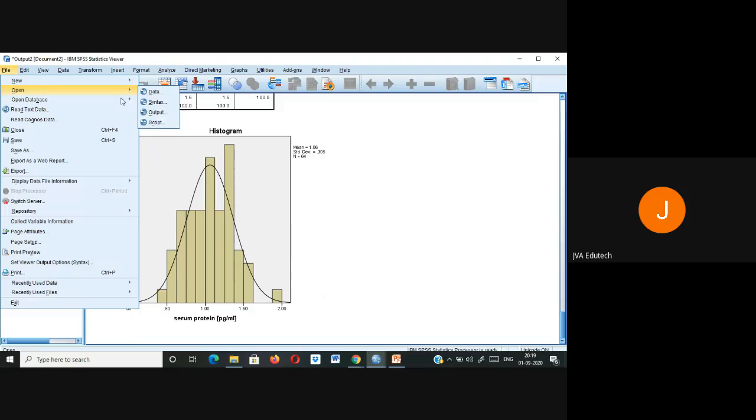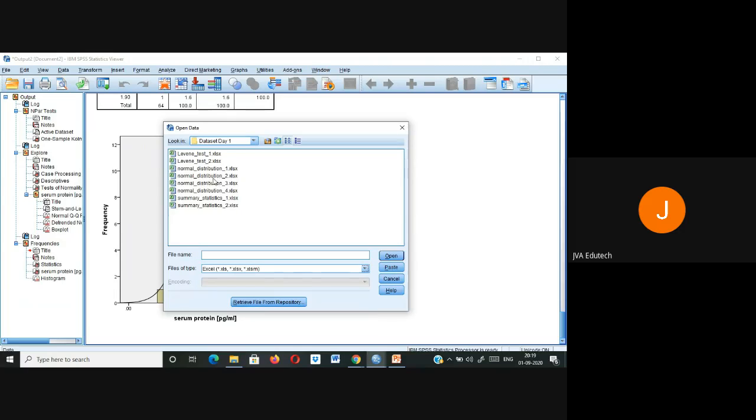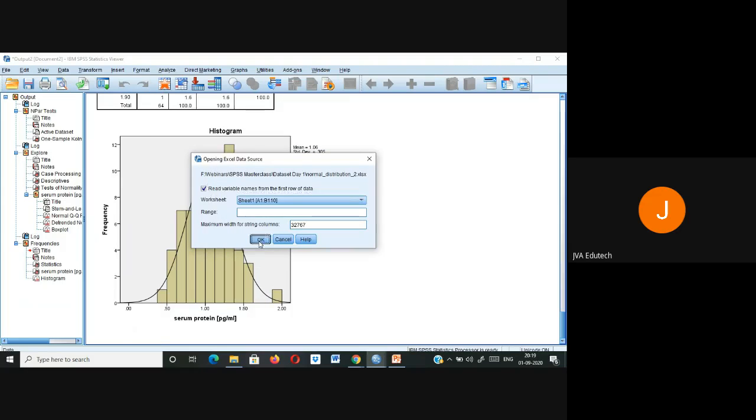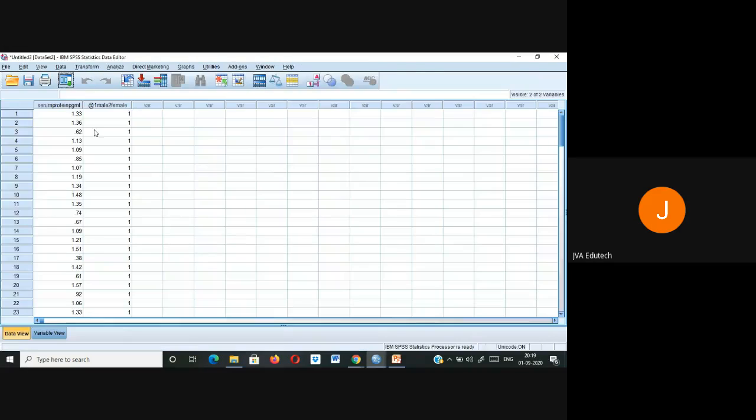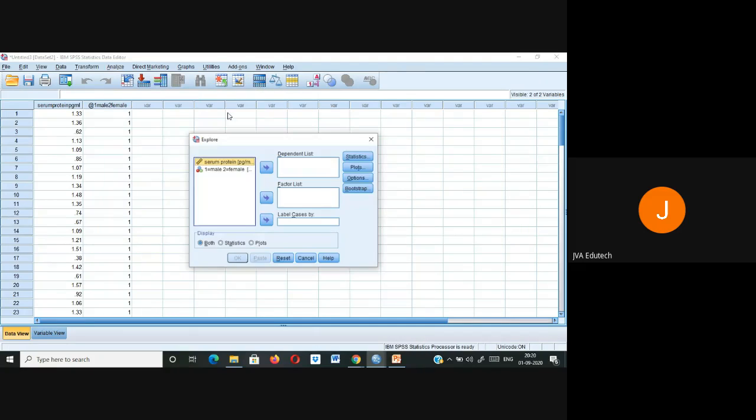So open this file, Normal distribution 2. Now 1 stands for male and 2 stands for female. Are you seeing this data set? So analyze again, the same explore method. Serum protein, and this is the factor list, male and female.